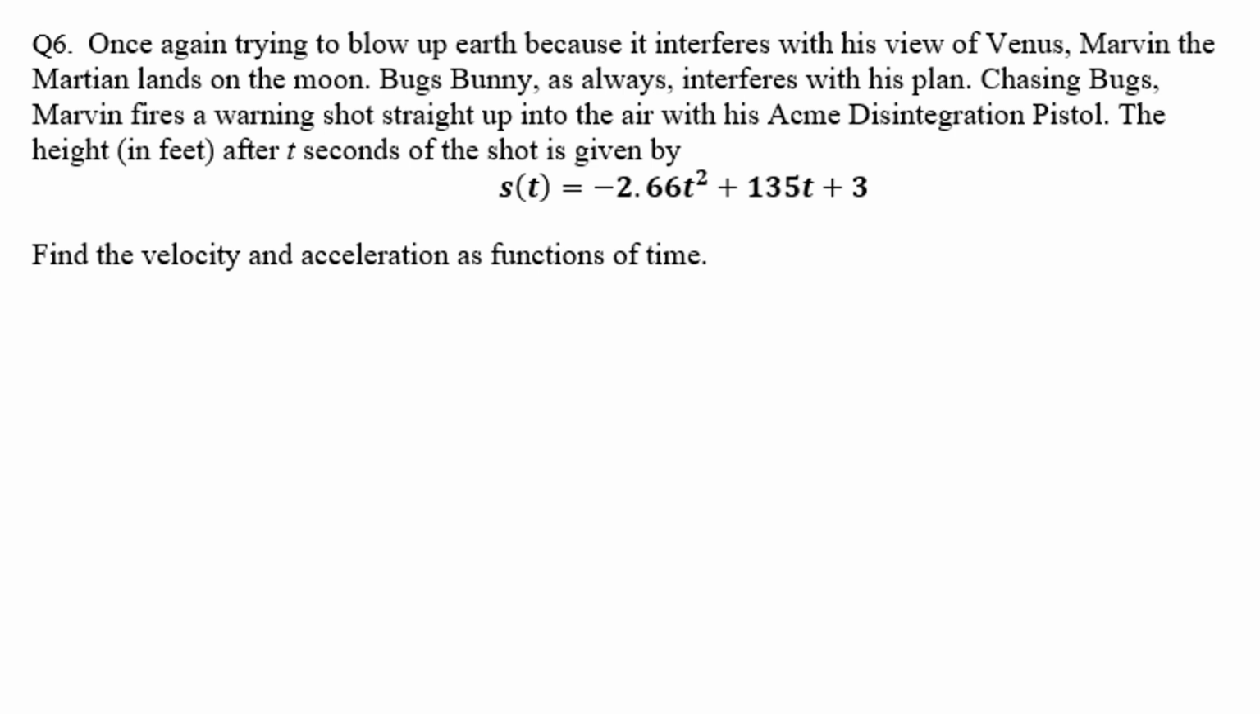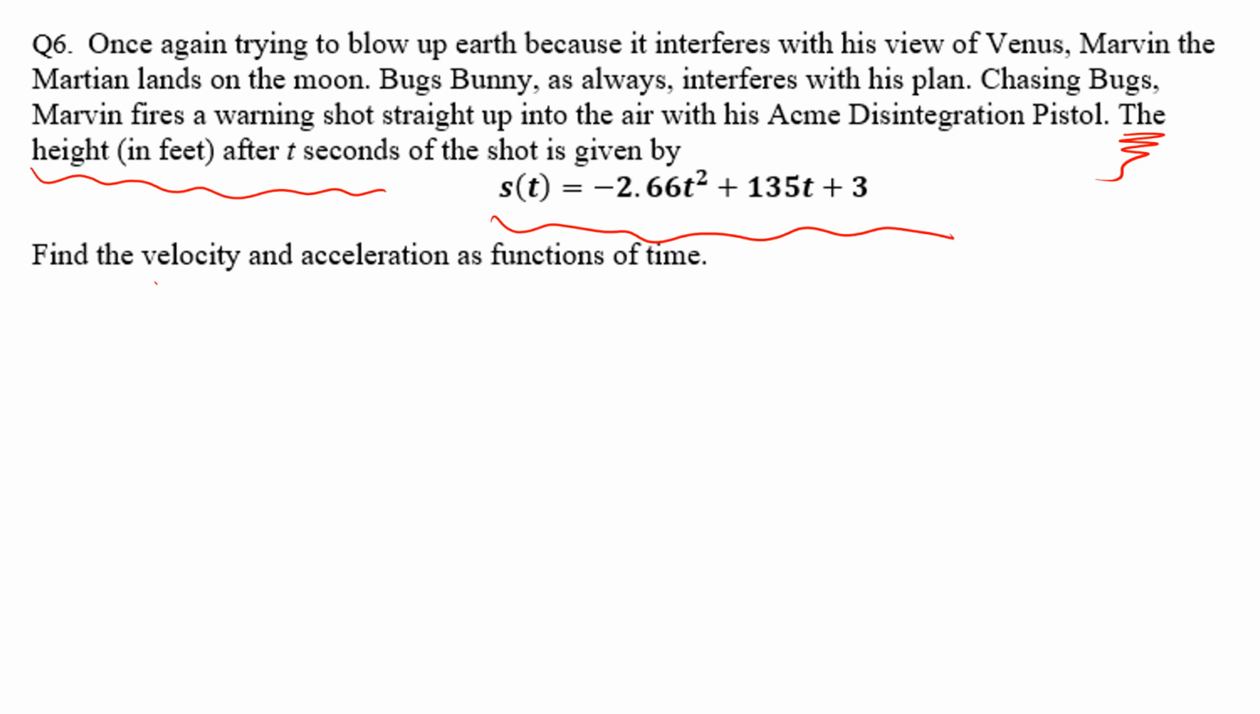The question is once again trying to blow up the earth because it interferes with his view of Venus. Marvin the Martian lands on the moon. Bugs Bunny, as always, interferes with his plans. Chasing Bugs, Marvin fires a warning shot straight up into the air with his Acme disintegration pistol. The height, now this is my concern, the height after t seconds of the shot is given by this function: s of t equals minus 2.66t squared plus 135t plus 3.